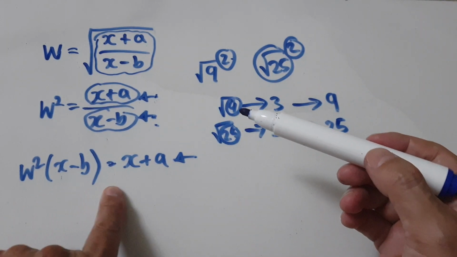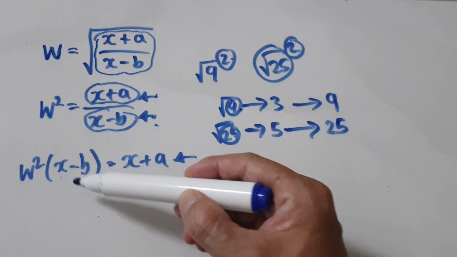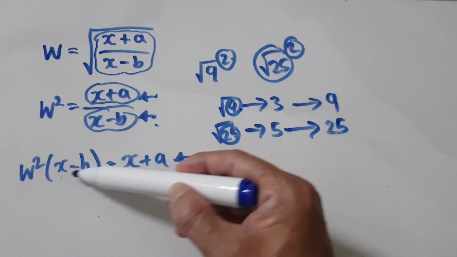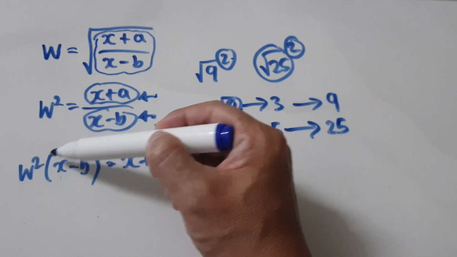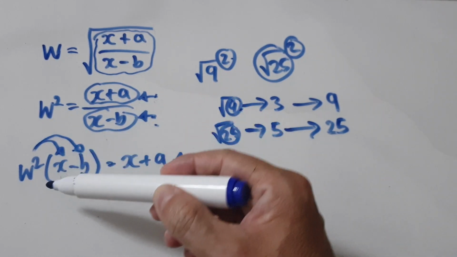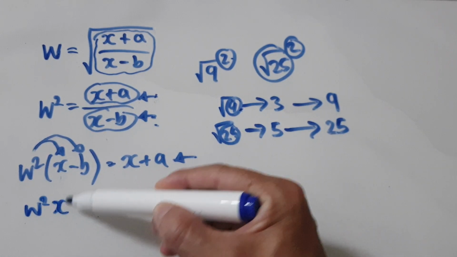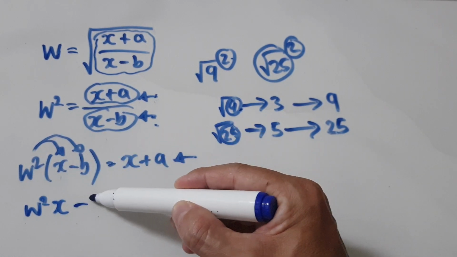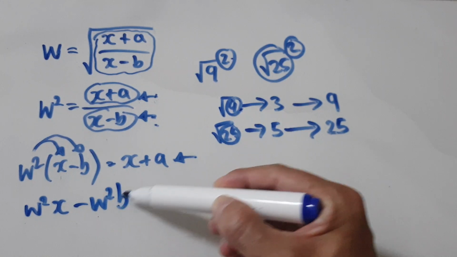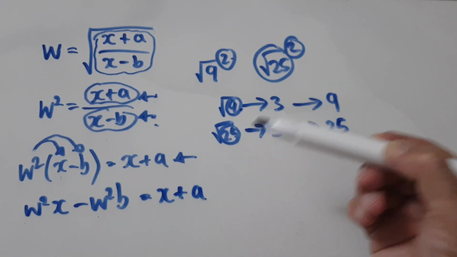So now that everything's on one layer, multiply this out. Because you're trying to make x the subject, but x is trapped in this bubble. So break up this bubble. So multiply this out. This times this times this. So w squared times x will be w squared x. And then this times this would be w squared b equals x plus a.